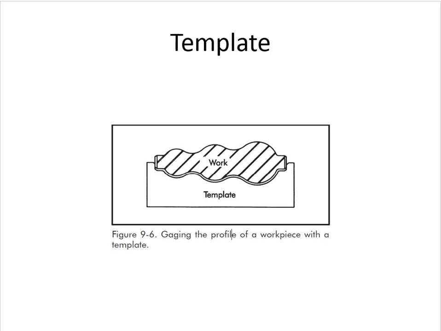The first term we're going to talk about is a template. Gauging the profile of a workpiece is usually done with a template. A template is like a thin piece of steel that's contoured with gauge tolerances to check certain features of a part. So that is a template.